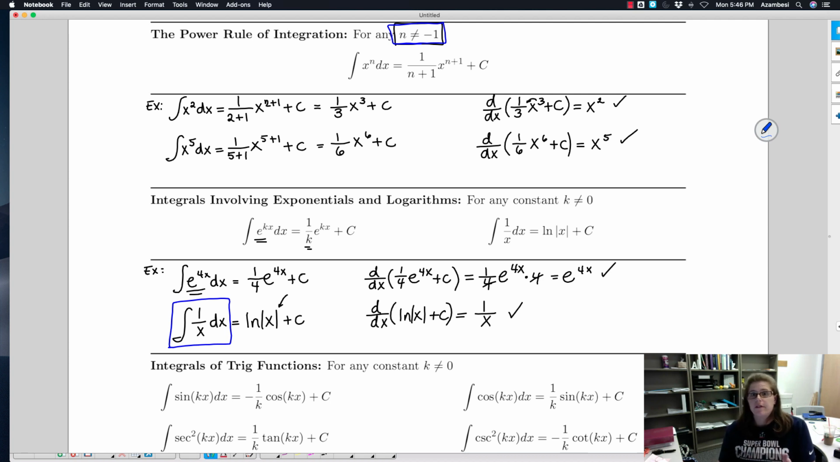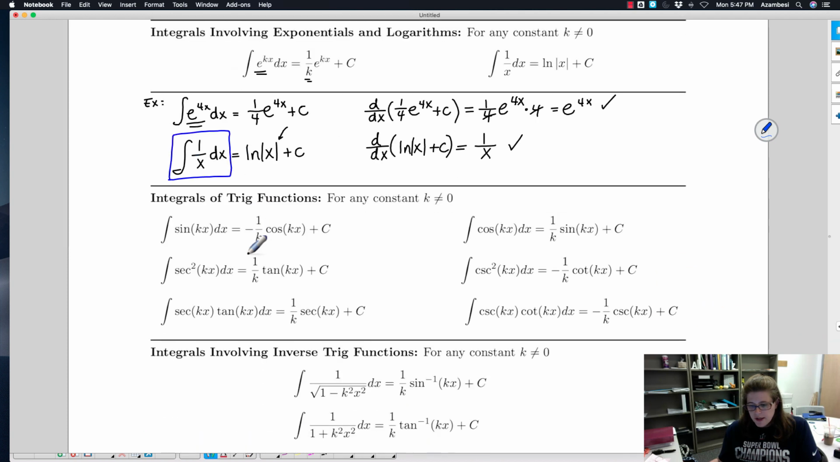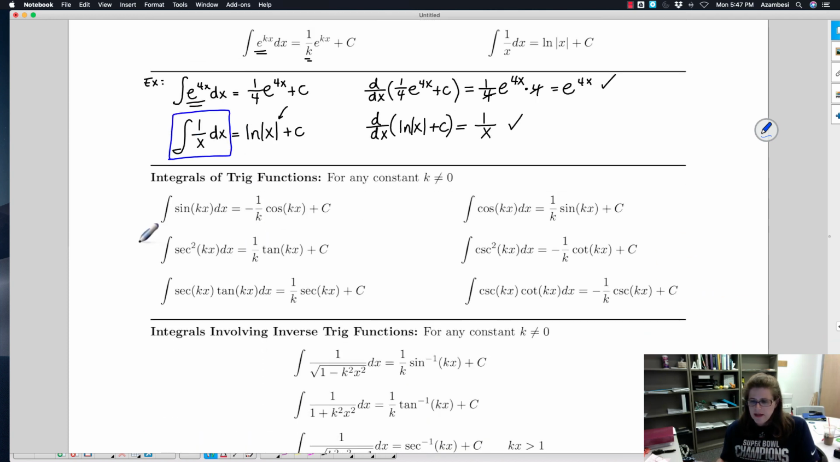It's a special derivative that actually becomes the antiderivative that becomes the natural log. So just be on the lookout for that one. Now as far as our trig functions, if I have a derivative of sine of kx, then that had to have come from negative cosine of kx. So when you're taking the antiderivatives of your trig functions, it is similar to when you were taking the derivatives of the trig functions, but you have to be careful of sine.